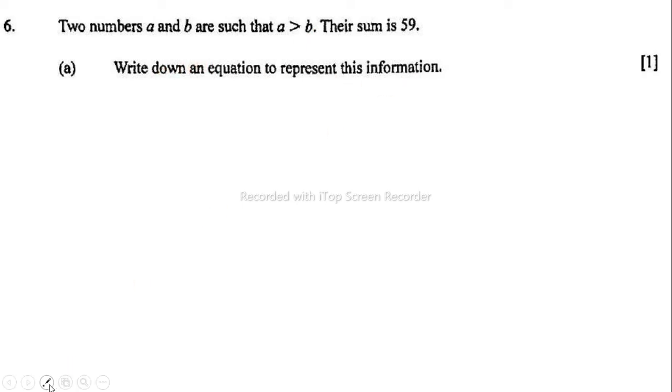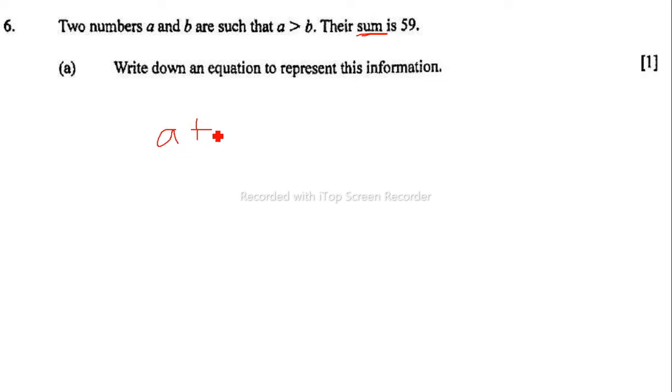So what are we going to write? A minus B equals 59. A minus B equals 59? No. Their sum is 59. Oh, sorry. So what is it? Come on, people. A plus B. Thank you. A plus B.